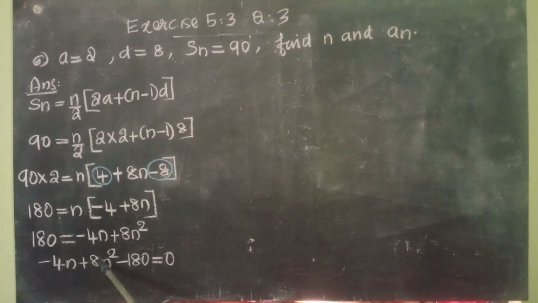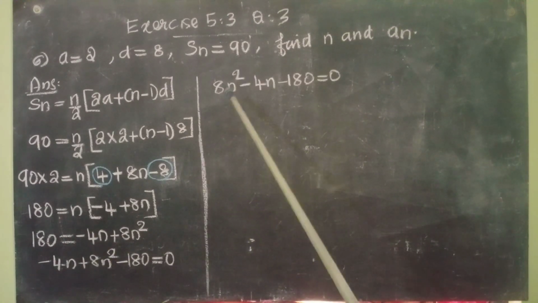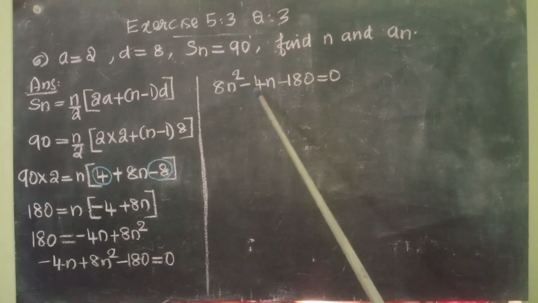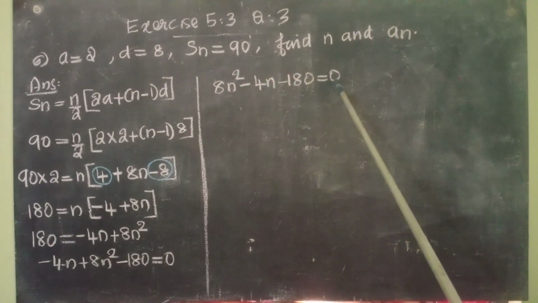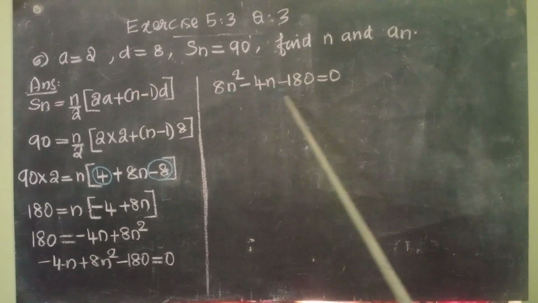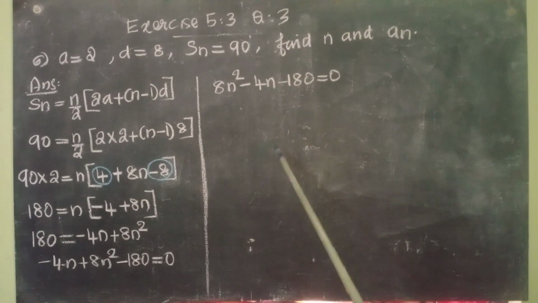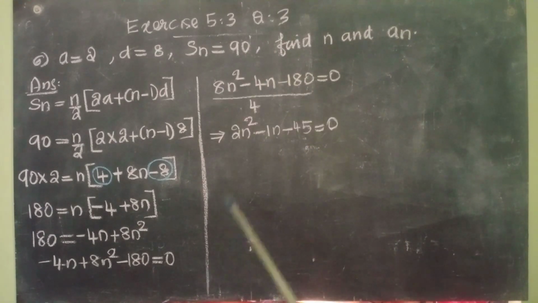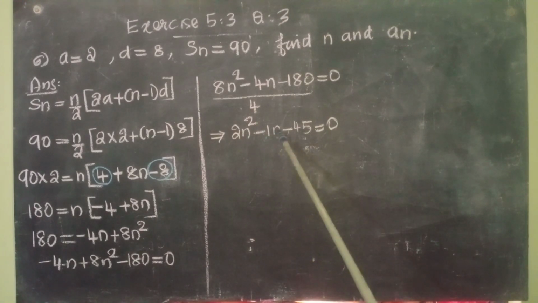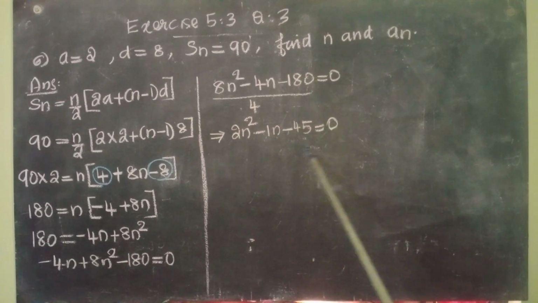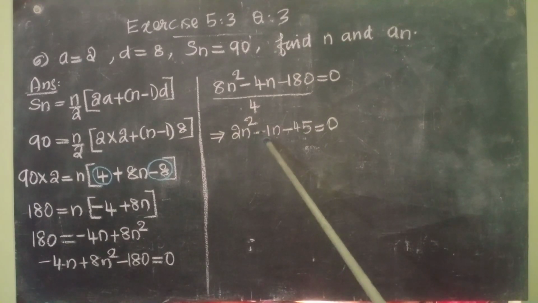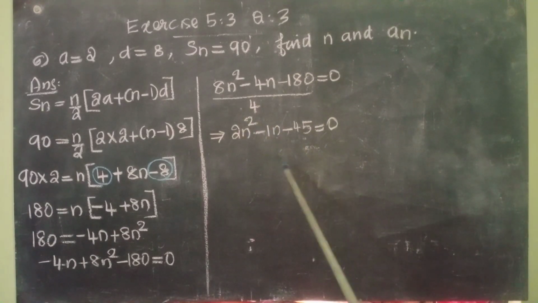Now you can see, if we write this 8n square first, minus 4n second, then minus 180 third, it is in the form of a quadratic equation. So I wrote it in the order 8n square minus 4n minus 180 equal to 0. We can divide the whole equation by 4, and this will become the simplest form. That is 2n square minus 1n minus 45 equal to 0. This part is optional. If you want, you can do it. Otherwise, you can leave it.